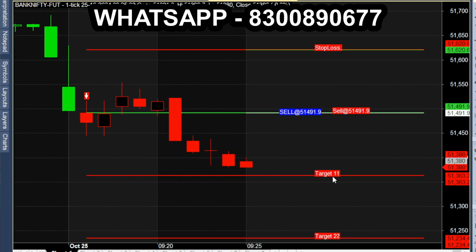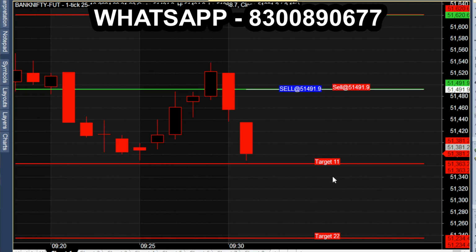In first 10 minutes itself, a 100 point breakout happened. But after a volatile only, it successfully break out the target. So 15 minutes of market momentum, 9:15 to 9:30, it strongly break out the target.